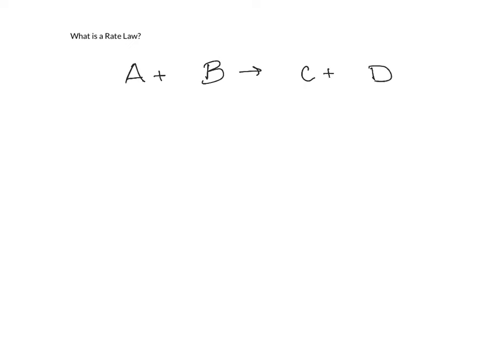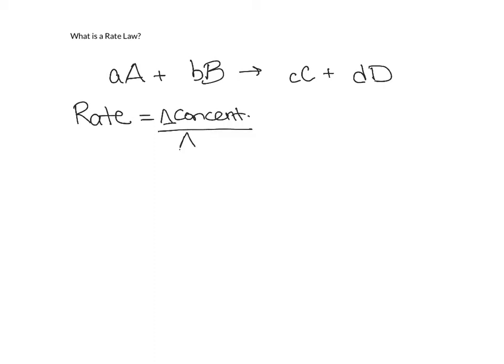Now the capital letters are going to mean chemical identities, so chemical compounds, and I'm going to use lowercase letters for coefficients. This is just a generic way of representing a chemical equation that you'll see a lot in your books or in notes or things like that. And we've been through this before, that we can define the rate of a reaction as essentially change in concentration, delta for change, over change in time.